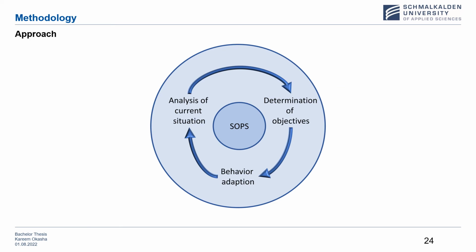And then it would send out the new reference signals to the control system. I would like to recall this slide from earlier in this presentation. By applying self-optimization in our project, it will look as follows. For the analysis of current situation, it would be what defect was detected. And for determination of objectives, it would be which parameters need to be adjusted and by how much. And finally, for the behavior adaptation, it would be sending out the new reference signal to the control system.